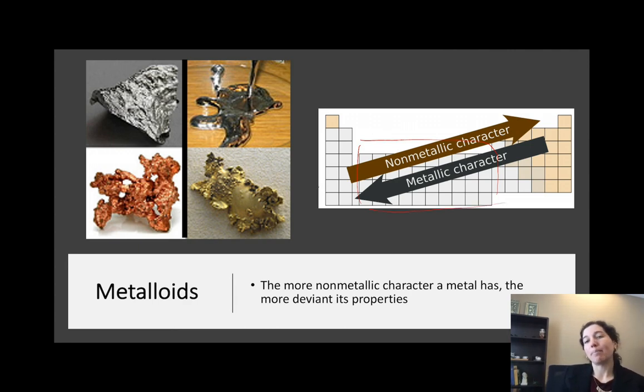Now let's talk about metalloids. So metalloids are somewhere in between a metal and a nonmetal. They're not a metal, they're not a nonmetal. They're their own kind of weird identity, and they have kind of deviant properties. The more that you progress this way across the periodic table, the more non-metallic character an element has, versus this way, the more metallic character an atom has.